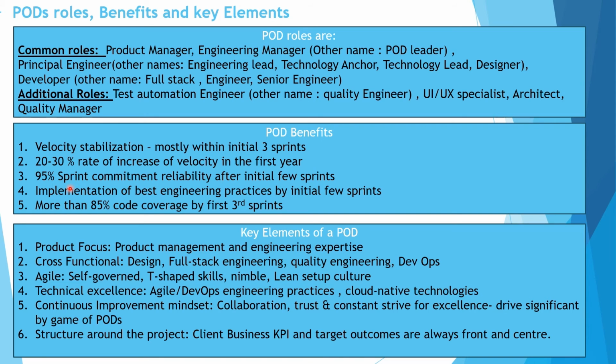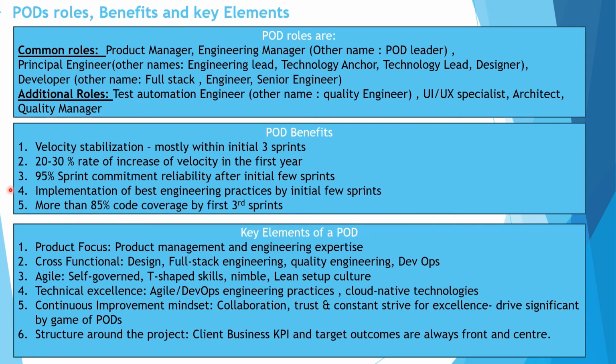Reliability means if a pod is committing 100 story points per sprint, that particular pod is going to achieve more than 95%, that is, greater than or equal to 95% of the story points for that sprint, right? And implementing the best in class engineering practices that we have already talked about. All the recommended XP engineering practices a pod should bring to the table, and more than 85% of code coverage by the third sprint itself. So these are the key benefits of a pod. There will be many more.